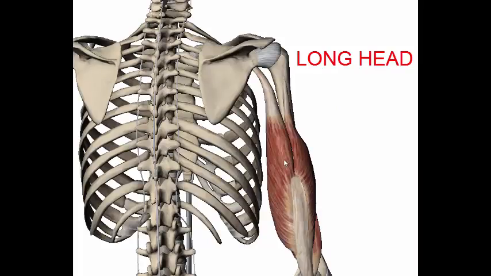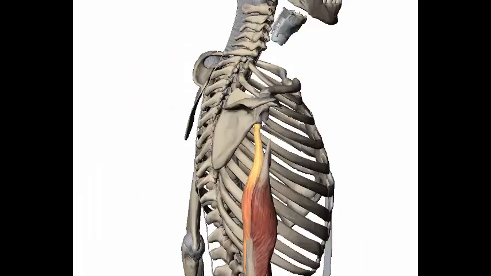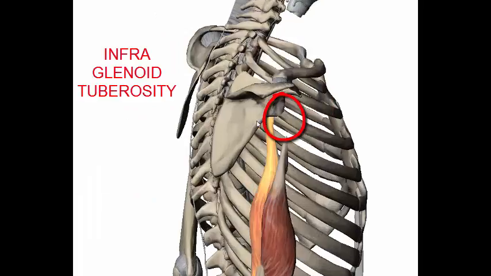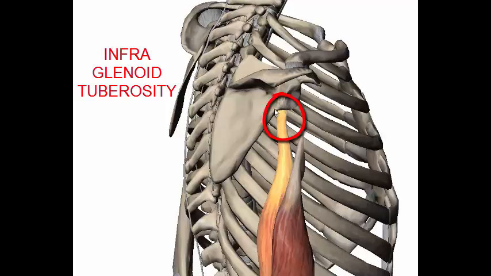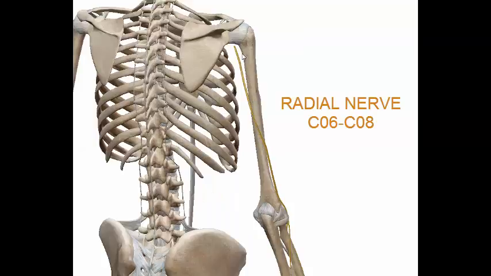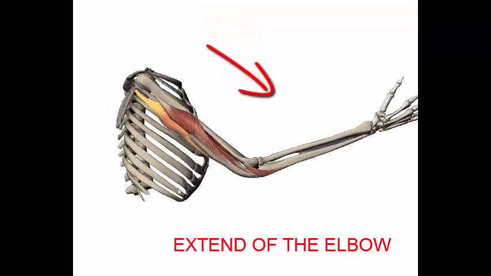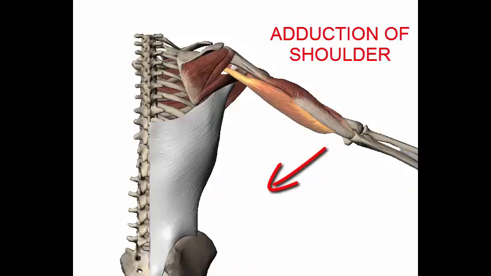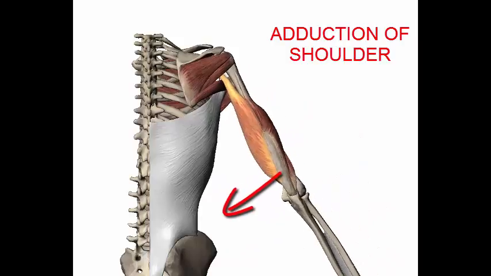The long head of the triceps brachii starts from the infraglenoid tuberosity and inserts into the olecranon of the ulna. The nerve innervation is the radial nerve, C6 to C8. The actions are extension of the elbow and adduction of the shoulder.